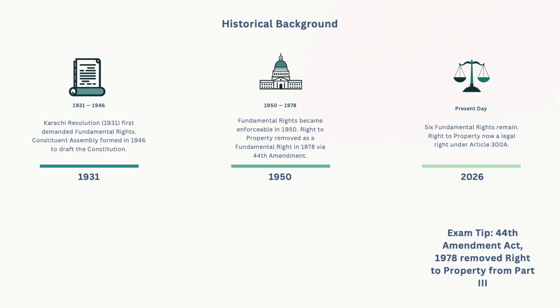Here's the exam tip. It's one of the most favorite questions asked by NPSC. Which Amendment Act removed right to property from Part 3? They will ask you this question. And the answer is 44th Amendment Act. The 44th Amendment Act removed which fundamental right? Right to property. So they will twist the question. The answer is 44th Amendment Act 1978 removed right to property from Part 3 of the Indian Constitution.